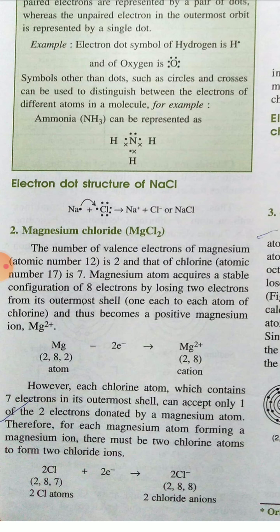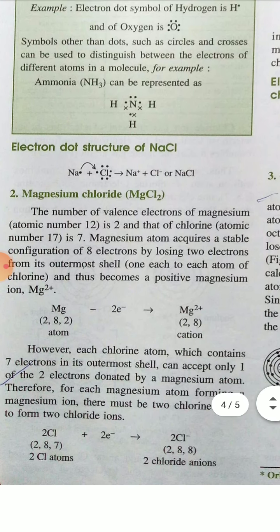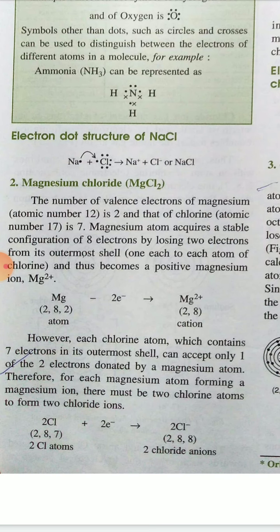Second example, MgCl2, magnesium chloride, formation of magnesium chloride. Magnesium's atomic number is 12, electronic configuration is 2, 8, 2. So magnesium will lose 2 electrons to attain an octet. After releasing 2 electrons, magnesium becomes Mg2 plus. So the electronic configuration of Mg2 plus is 2, 8, which is more stable than the magnesium atom, because it has an octet of electrons in the valence shell.